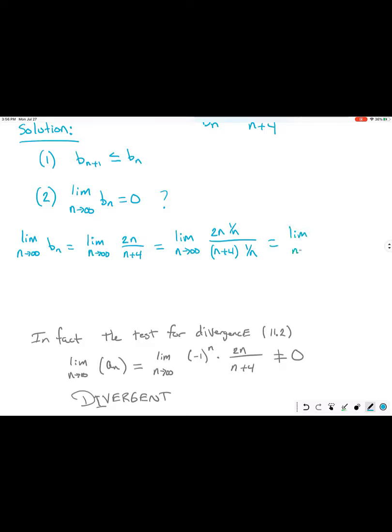The top of my fraction simplifies to just 2, and the bottom simplifies to 1 plus 4 over n. Now when I apply the limit, I just get 2 over 1, which is equal to 2. And of course, 2 is not equal to 0, so it fails the second condition. So it fails the test for convergence.